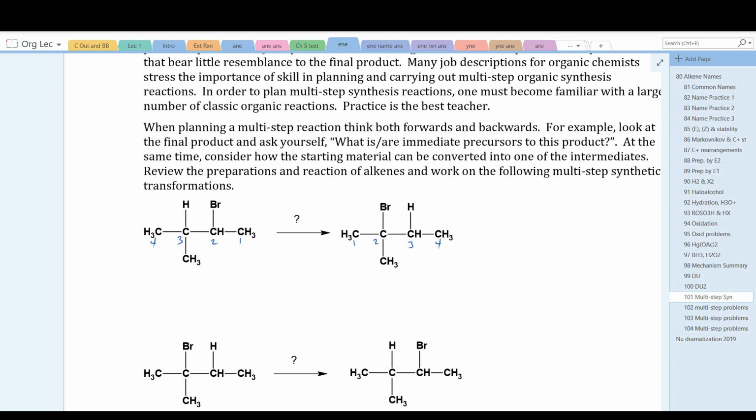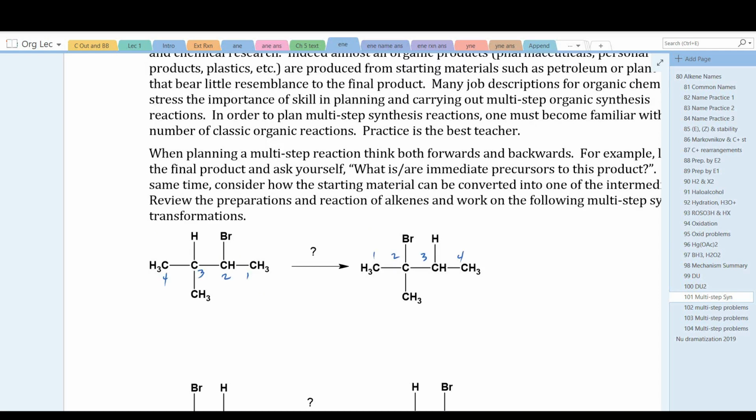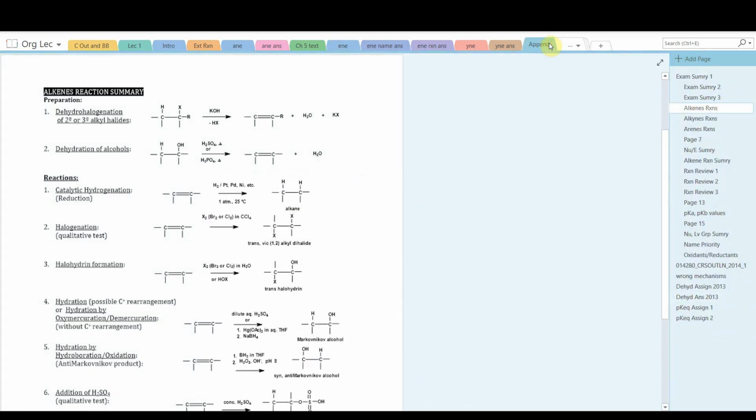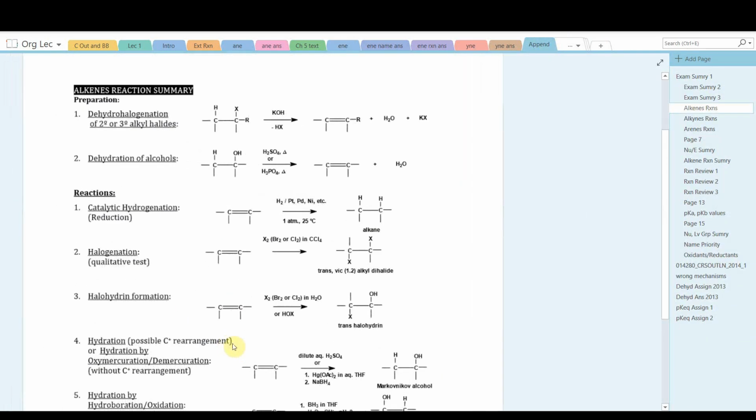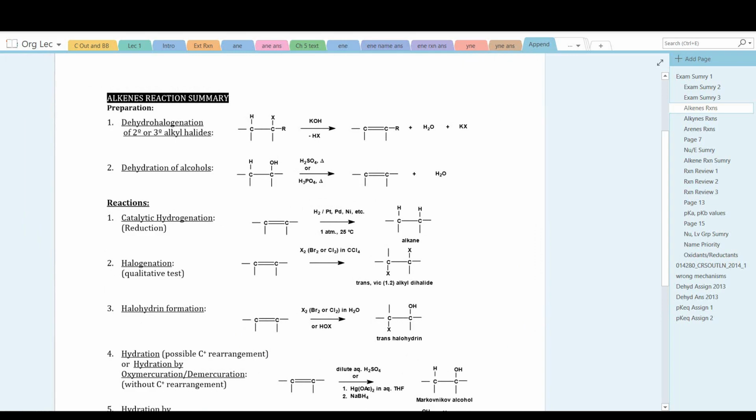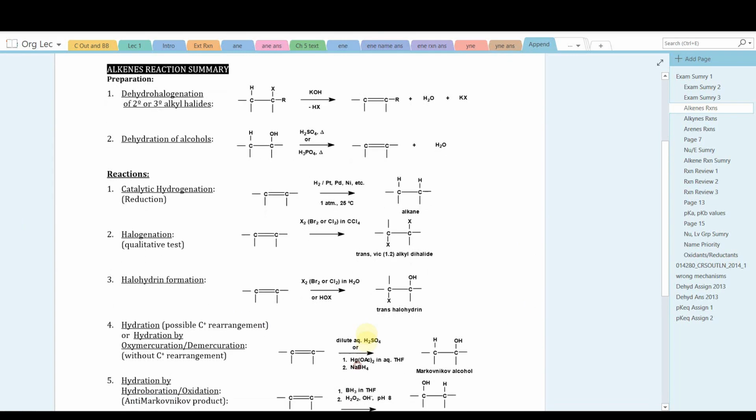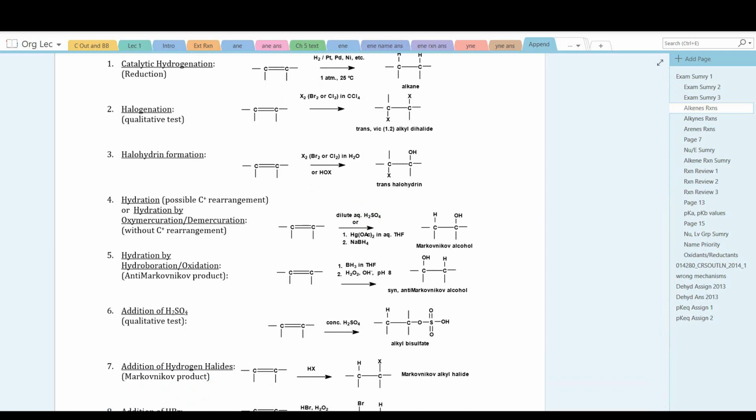What we have learned in this chapter on alkenes is how to prepare an alkene and then how to react an alkene. What we can do is convert this halide to an alkene and then convert the alkene to the other halide. So how do we convert an alkyl halide to an alkene? Before we begin, let me point out to you that in the appendix on page 163 there is a summary of the reactions and preparations of alkenes. This runs over onto the next page.